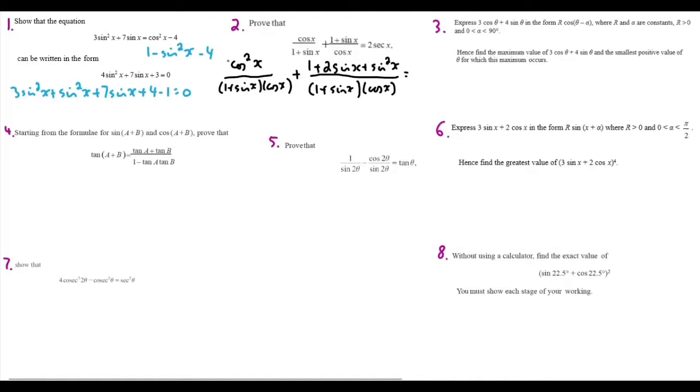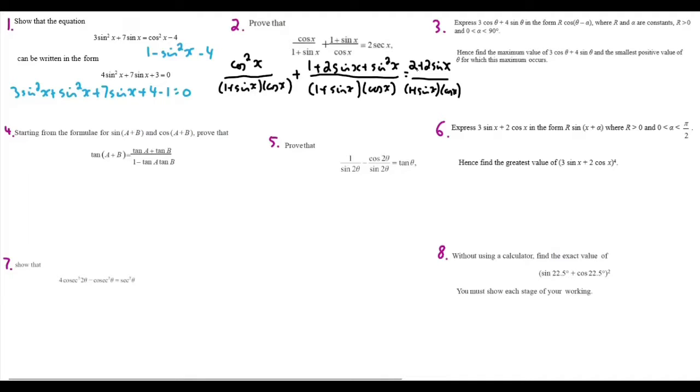Now, when you're going to be adding these together, because it's now in the same denominator, you literally just add the tops together. Cos squared add sine squared, that's just going to equal 1, from one of the identities above. And so 1 add 1 is going to be 2. And then here you still have your plus 2 sine x. And again, this is still over 1 plus sine x cos x.